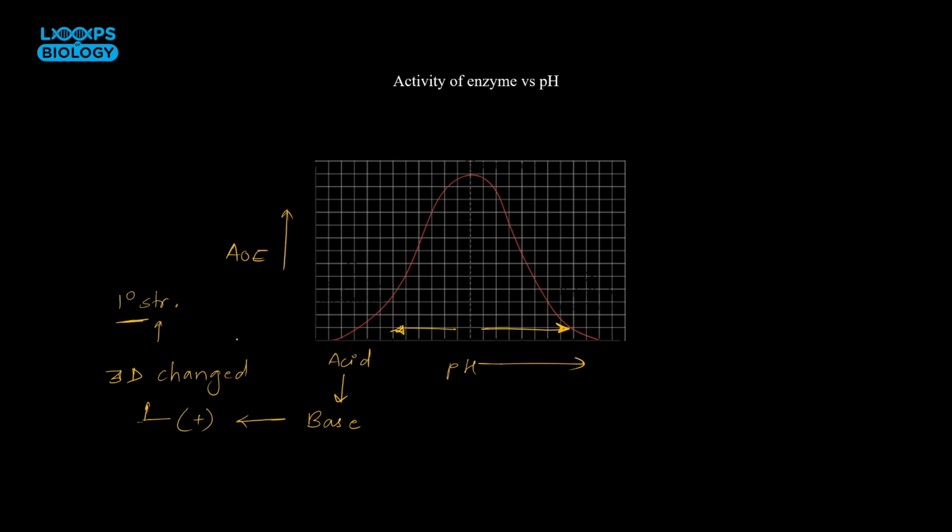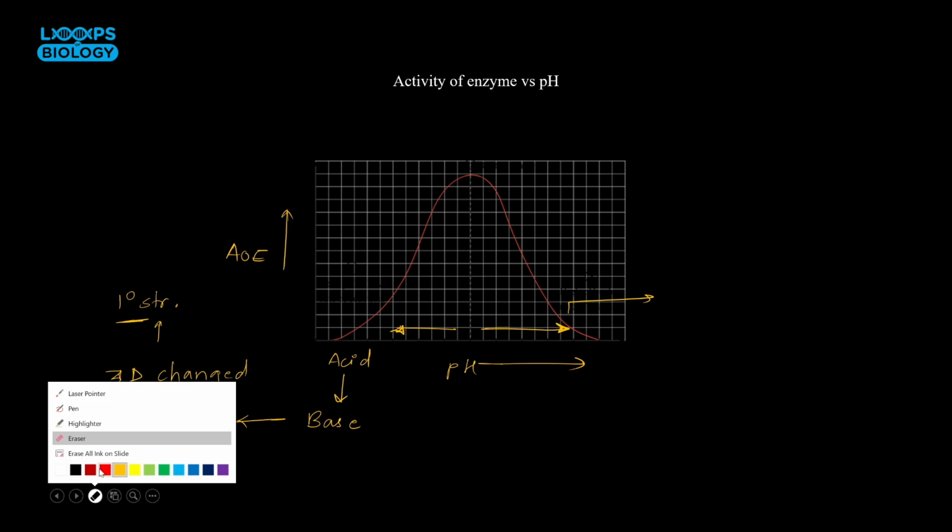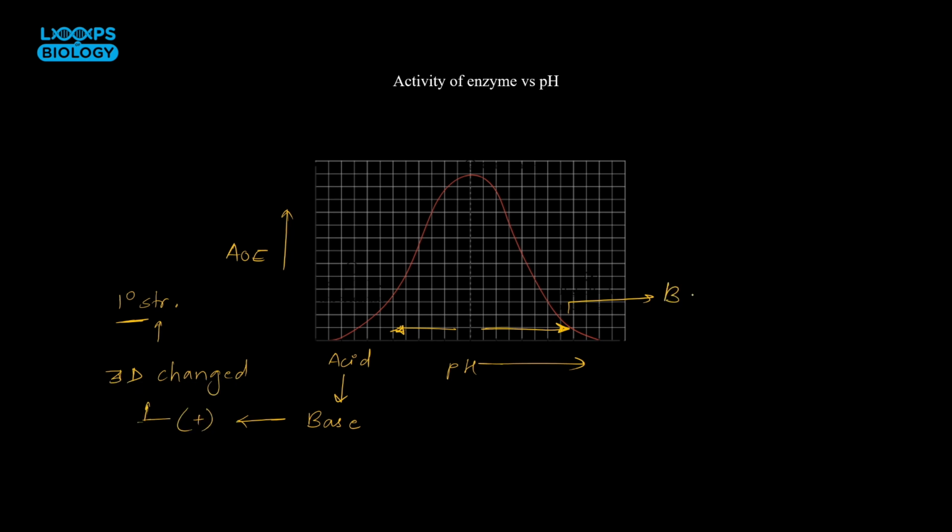Whenever we are moving to the right hand side, here you are going to see acidic pH, or sorry, basic pH. There is going to be your basic pH and acidic nature of the enzyme. This will gain negative charge, and this will again disrupt the three-dimensional structure, which is going to be changed.